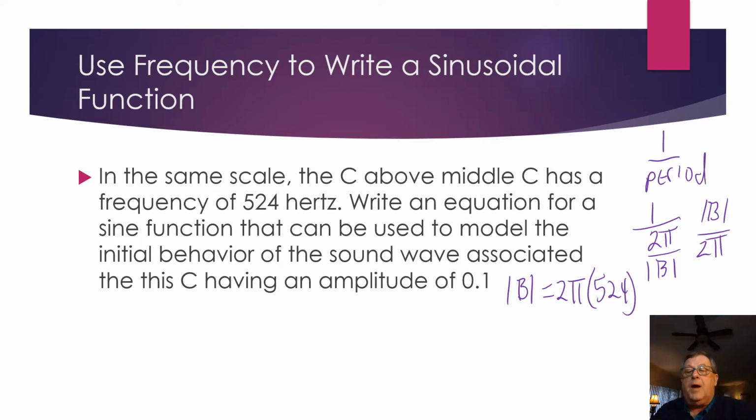So let's see, what's 2 pi times 524? Well, we're going to leave this in an exact value, so I'm going to take 2 times 524, which is 1048. So b is going to equal 1048 pi. Well, there we go. That's not too bad.